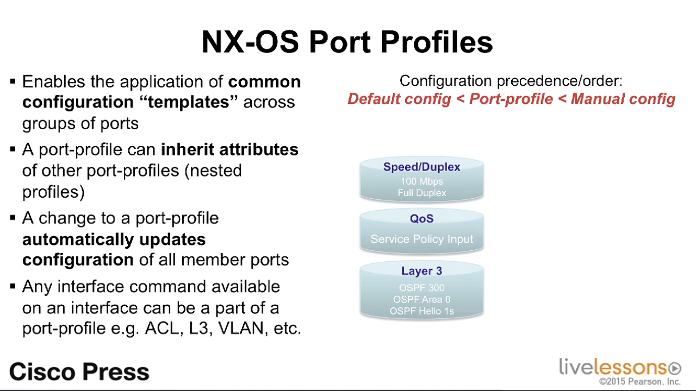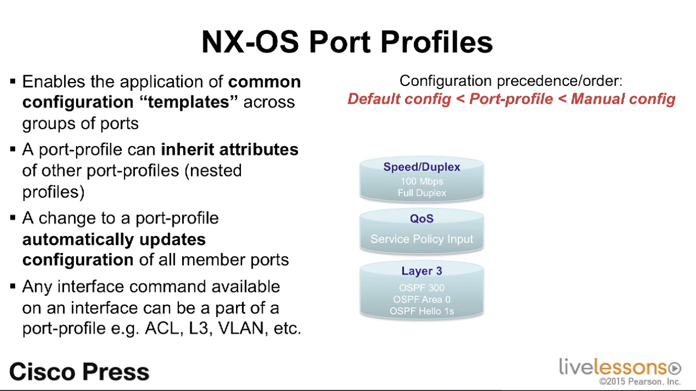For example, is it a routed port or switch port? What VLAN is it set to access? Is there an ACL defined? So on the right, you'll see some of the configuration precedence in order. Certainly the default config first, followed by the port profile, followed by manual configuration, right?